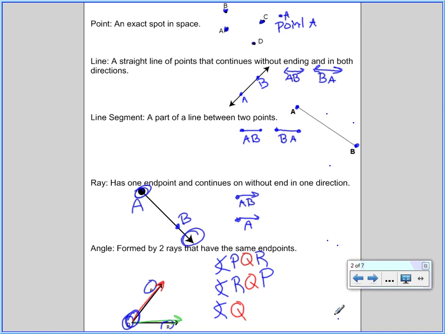But what you need to recognize is that the Q, that endpoint, is in the middle of the two letters. You can change the place where the P is, you could change the place where the R is, it doesn't matter, but the Q must be in the center of this name.